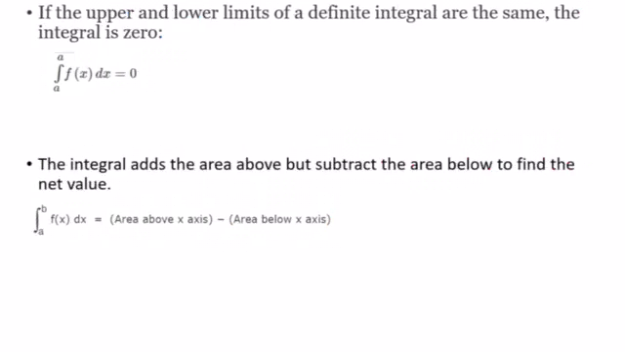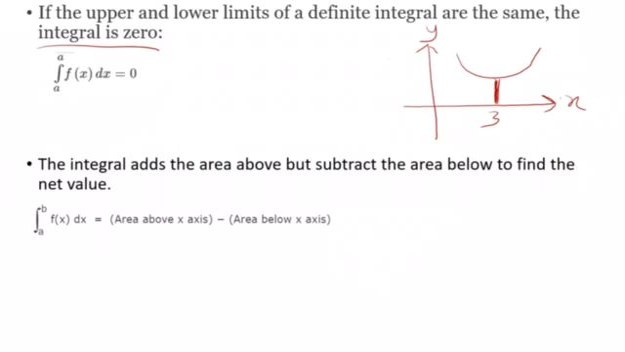If the upper and lower limit of a definite integral are the same, the integral is 0. If the upper limit is equal to 3 and the lower limit is equal to 3, because it's the same, we know that it is a straight line. If it's a straight line, there is no area, so that's why the integral is 0.